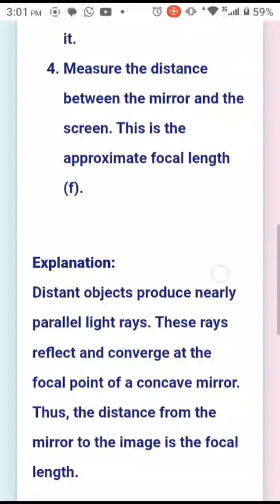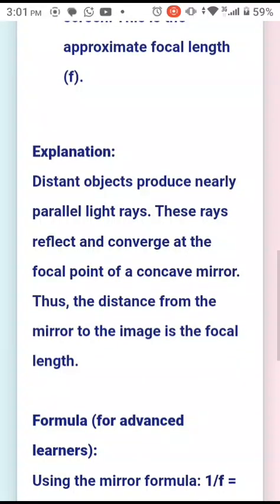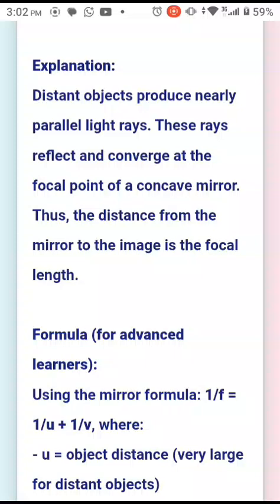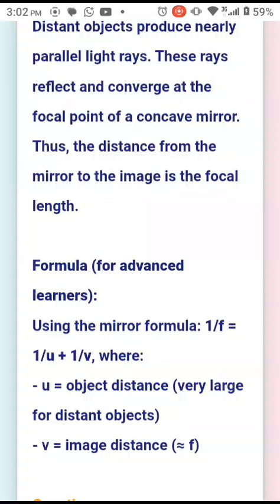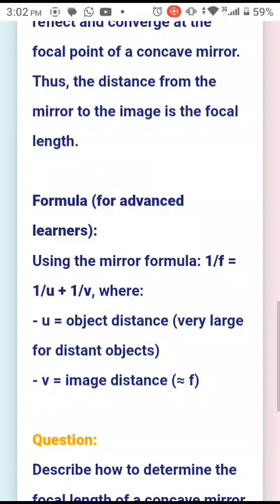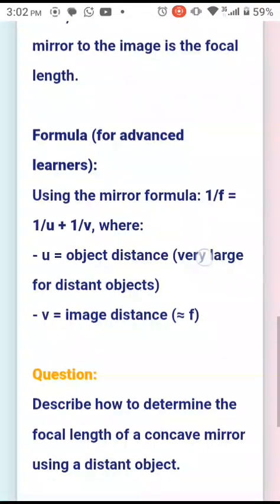Explanation. Distant objects produce nearly parallel light rays. These rays reflect and converge at the focal point of a concave mirror. Thus, the distance from the mirror to the image is the focal length. Formula for advanced learners. Using the mirror formula, 1/f equals 1/u plus 1/v, where u equals object distance, very large for distant objects, and v equals image distance, which is almost equal to f.